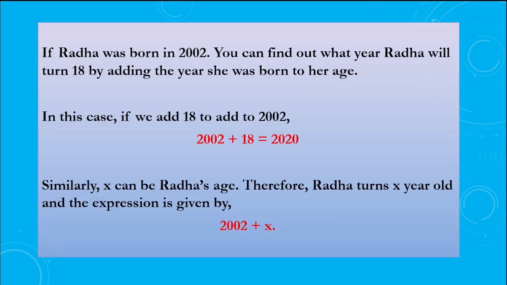Similarly, if Radha was born in 2002, you can find out what year Radha will turn 18 by adding the year she was born to her age, means 18 will be added, that is 2020. Similarly, x can be Radha's age, therefore when Radha turns x years old, the expression is given as 2002 plus x. Yes or no?